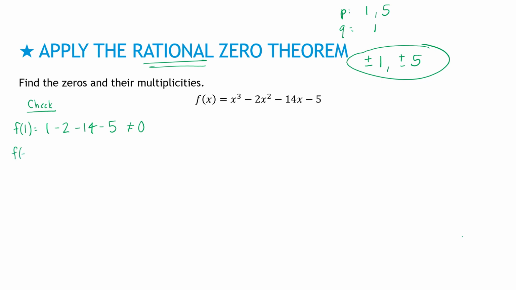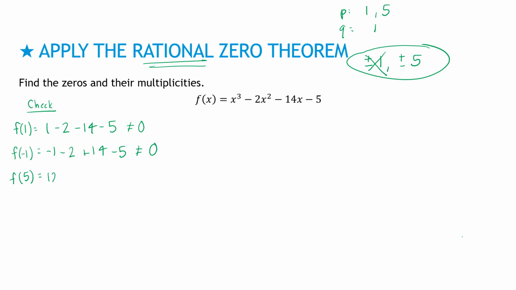So let's try negative 1. Negative 1 cubed is negative 1. Minus 2 times 1 squared is minus 2. Minus 14 times minus 1 is plus 14. Minus 5. I add those up. It's still not 0. F of 5, because there's only 4 I can check, right? So I'm running out of options here. This one didn't work. So let's try f of 5.